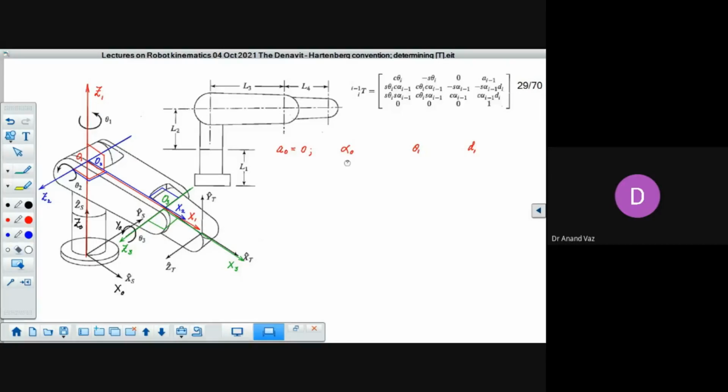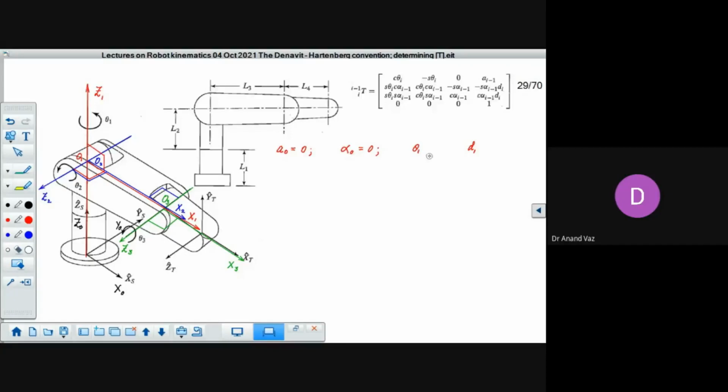Then alpha naught is a link twist. It's a link twist between z1 and z naught. Now you can see both of them are parallel. So there is no twist between these two. So this is just equal to 0.